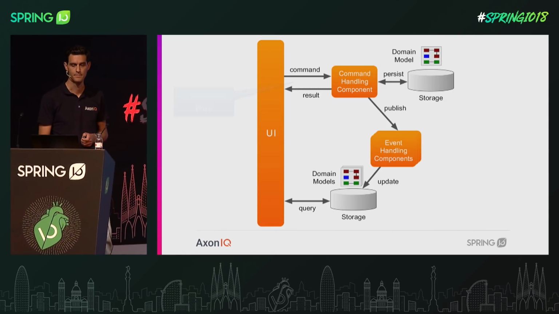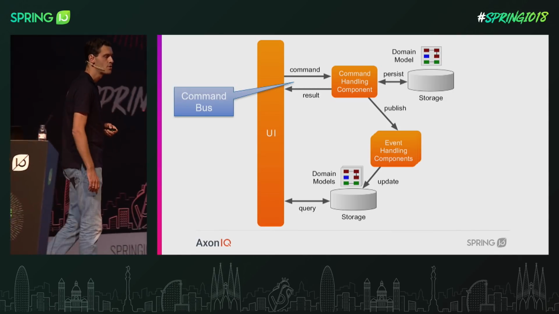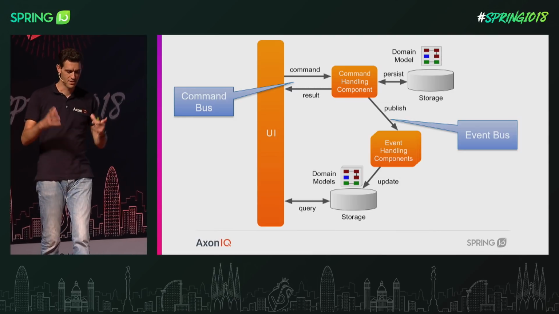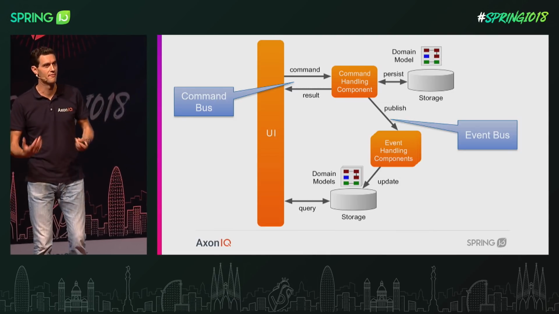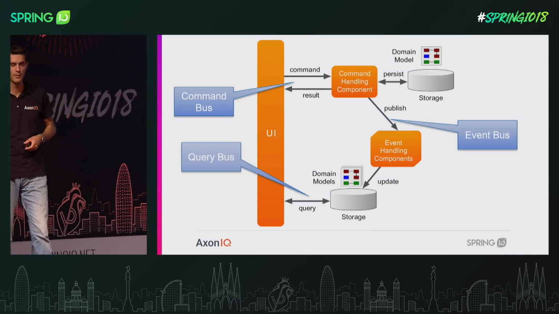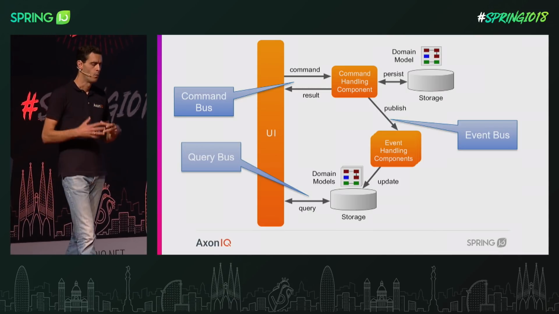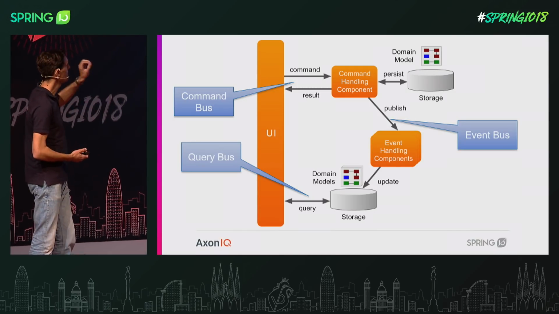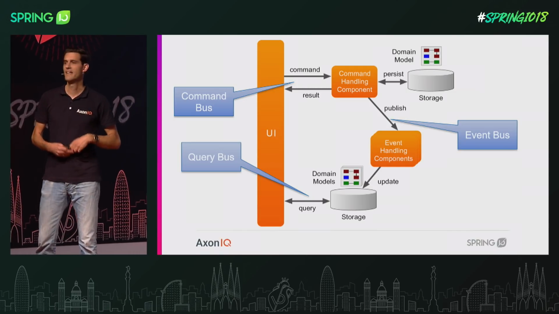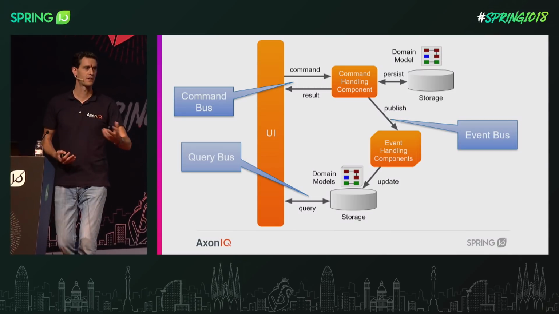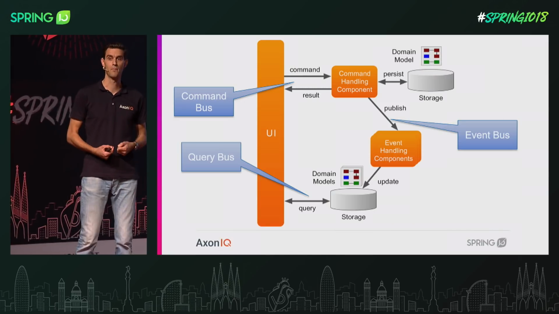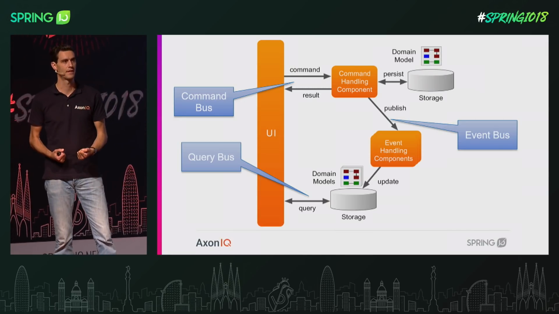That's in theory. So by putting some buses, we call them command bus, an event bus, and guess what, query bus over here, we provide this location transparency in Axon. So the UI puts a command on the command bus. It doesn't know and it doesn't care where that command is routed, other than it knows it will be routed to some place that has indicated it can handle that command.